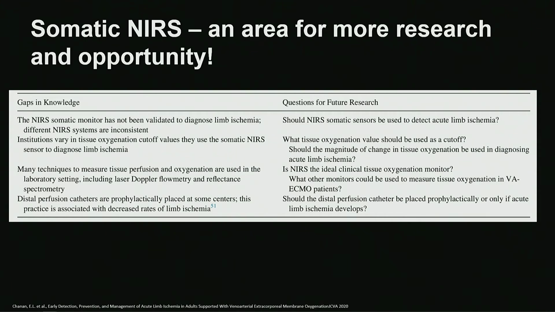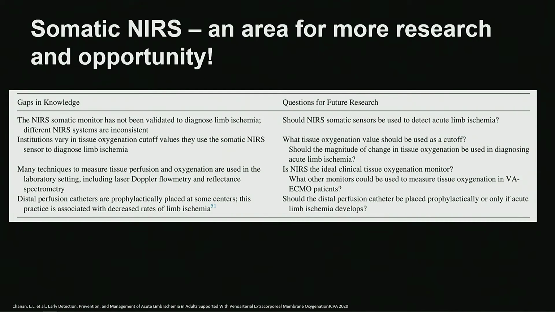And I really feel that this is an important slide because, yes, we are using NIRS and we're using it every day, but there's things we need clarity on and things that we continue to evolve and develop as clinician scientists. Should NIRS somatic sensors be used to detect acute limb ischemia? I think for me that answer is pretty clear, and the answer is yes.